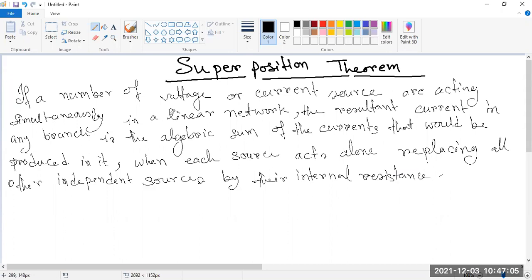Okay, if a number of voltage or current sources are acting simultaneously in a linear network, or not only linear, you can say linear bilateral network, the resultant current in any branch is the algebraic sum of the currents that would be produced in it when each source acts alone, replacing all other independent sources by their internal resistance.